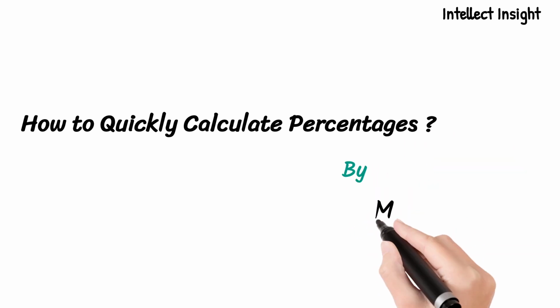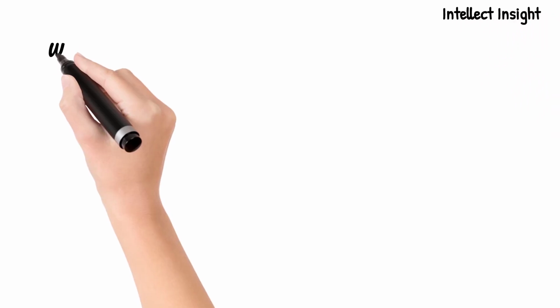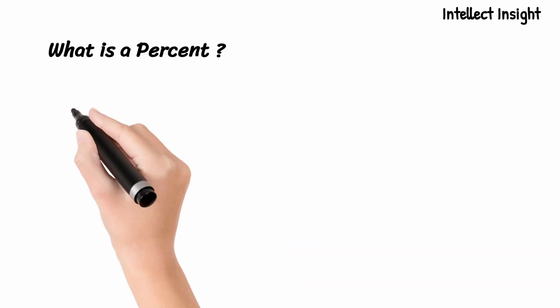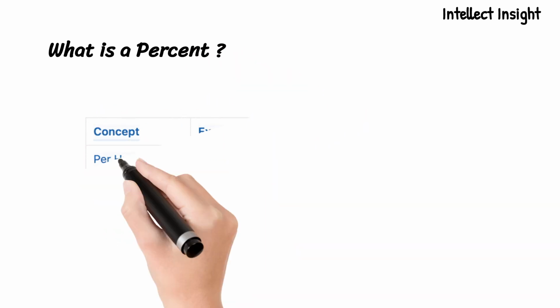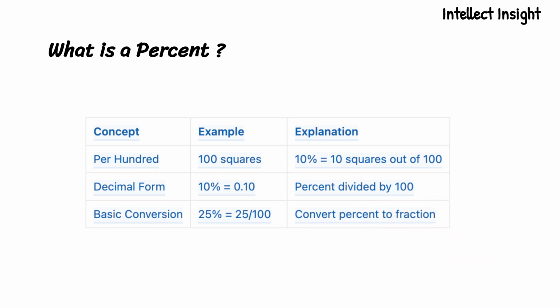Today we are mastering how to calculate percentages quickly in your head. Let's start with the basics. What is a percent? The word percent means per 100. So 10% simply means 10 out of every 100. Now let's see how to use this to calculate fast.